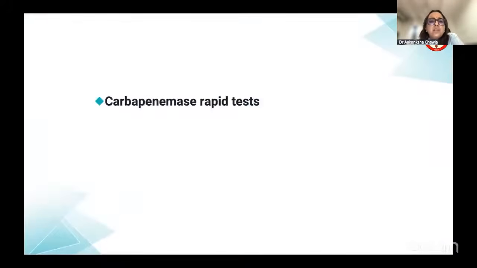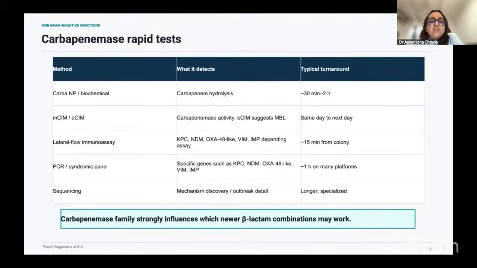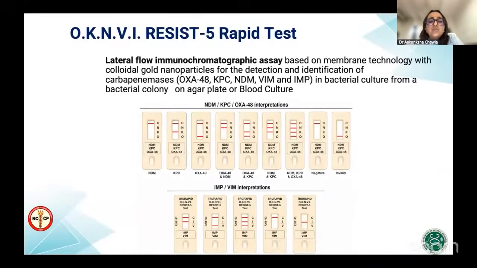A lot of times we get carbapenemase resistance. So there are a lot of rapid tests available to detect it, like the Carba-NP, the lateral flow immunoassay, the PCR syndromic panel, and even sequencing. This is just to show you quickly a lateral flow immunochromatographic assay. It is used for detection and identification of carbapenemases, which we just talked about, OXA48, KPC, NDM, VIM, and IMP, from a bacterial colony on an agar plate of a blood culture.